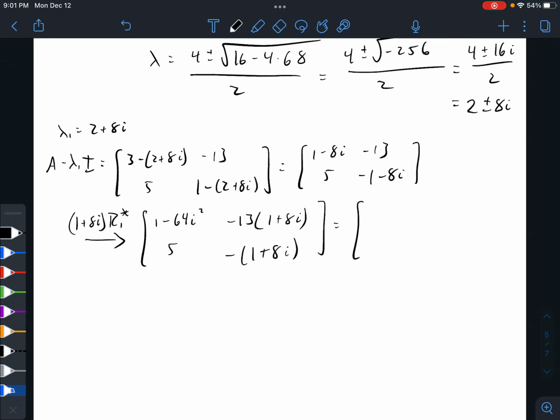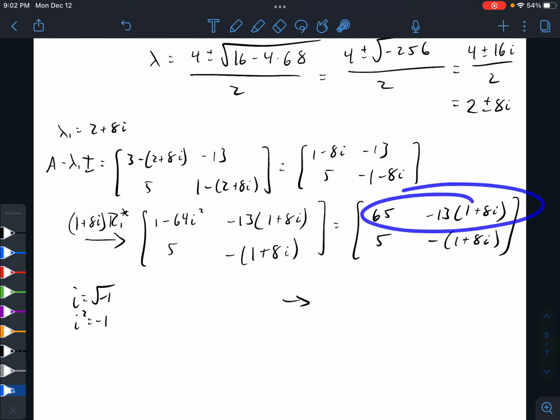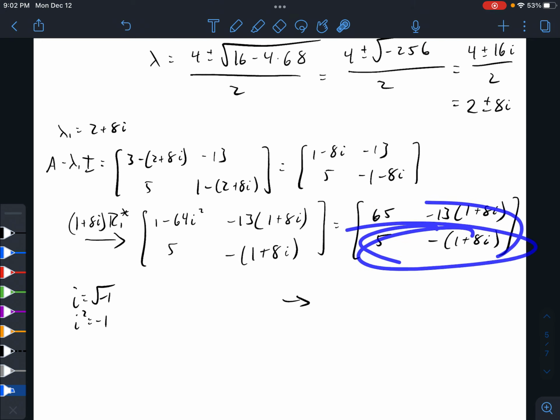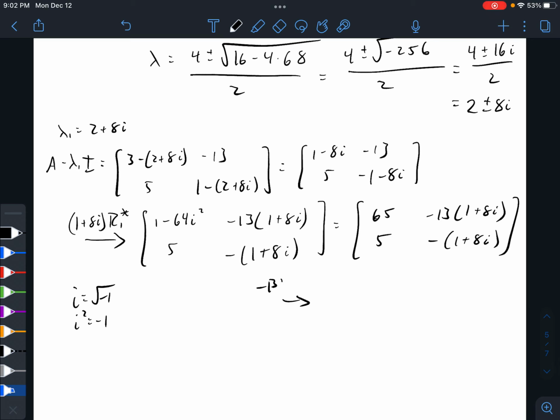Okay, what is this? Well, i squared is equal to negative 1, because remember that i is equal to the square root of negative 1, so i squared is equal to negative 1. So this becomes 1 plus 64, or 65. And now it's pretty obvious that this row is just 13 times this row. So I'll just add negative 13 times row 2 to row 1, just to zero that out.